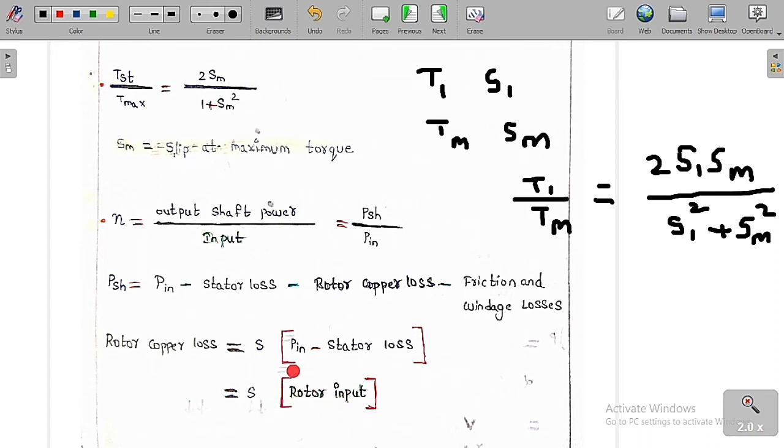Rotor input is also called the input power minus stator losses. So efficiency is nothing but output shaft power by input power. Shaft output power is simply input power minus stator losses, minus rotor copper loss, minus friction and windage losses. The rotor copper loss is slip times rotor input, and rotor input you can get as input power minus stator losses.